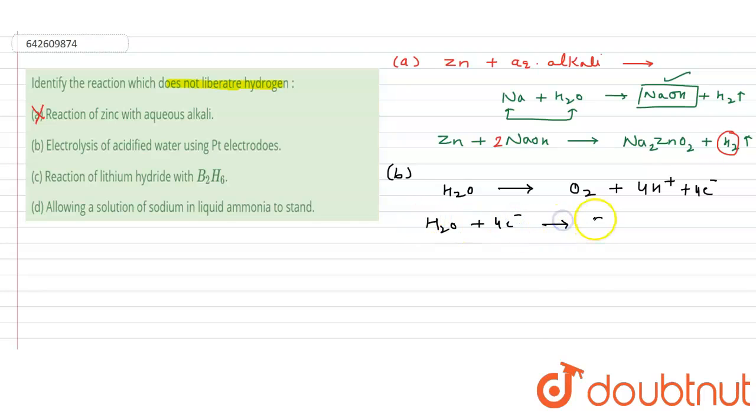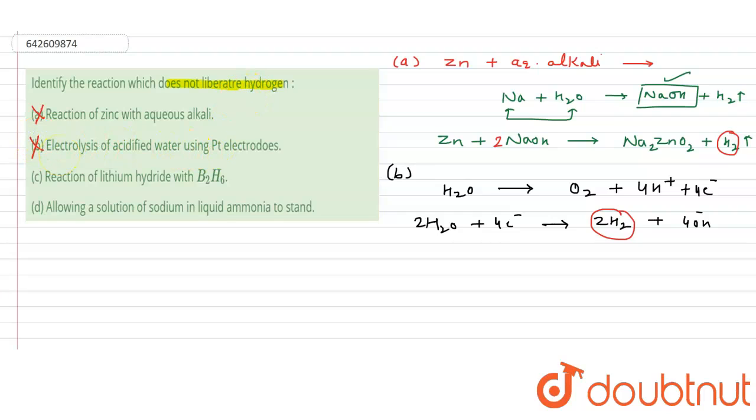And there's a formation of hydrogen, along with 4 OH negative in the solution. So now you can see here, this is actually an anode-cathode reaction. In this reaction, if you want to balance it, you just have to multiply it by 2. There's an evolution of hydrogen over here, so this reaction also cannot be our answer, because there is a hydrogen liberation, and it is asked in the question which of the following reactions does not liberate hydrogen. So option B cannot be our answer.